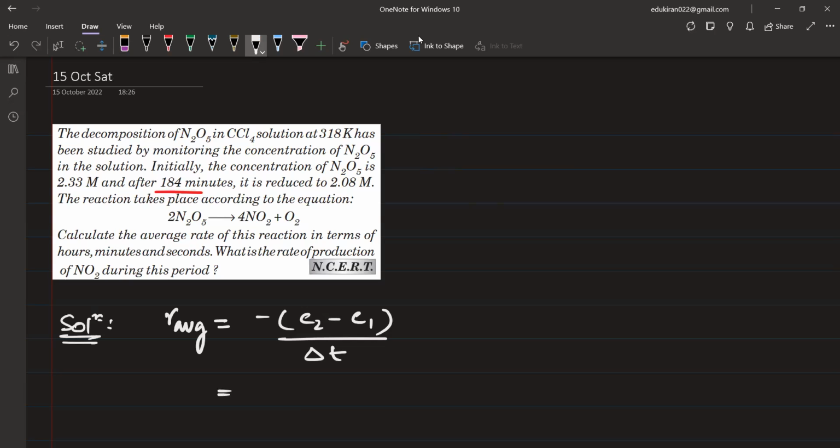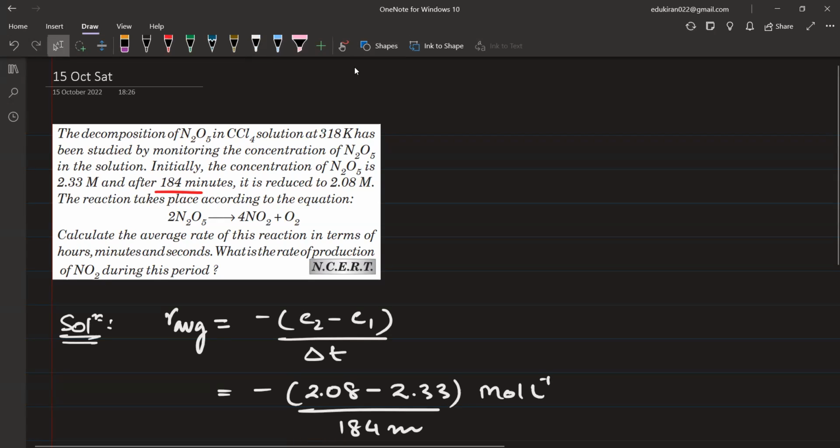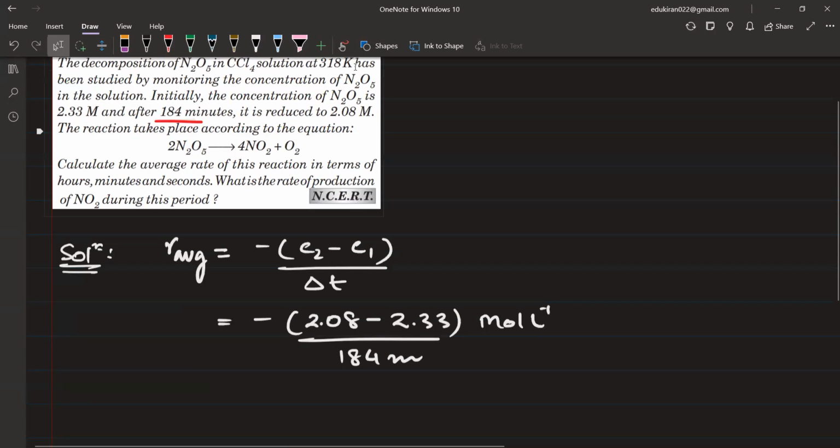So this average rate will be equal to negative of the final concentration minus the initial. Tell me, Hanifa, what is the final concentration of N2O5? 2.08. Initial concentration was 2.33. Right. Delta T is equal to what? 184. This is in minutes. This is in moles per liter. Right.